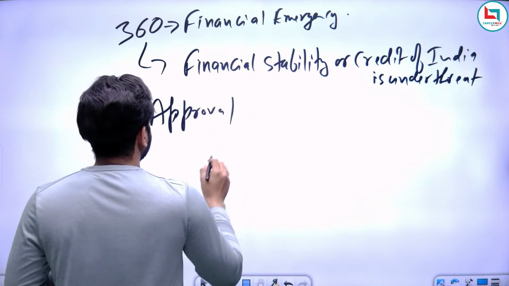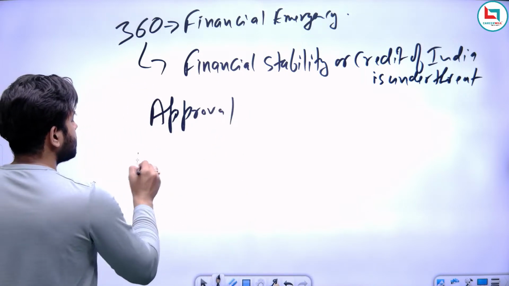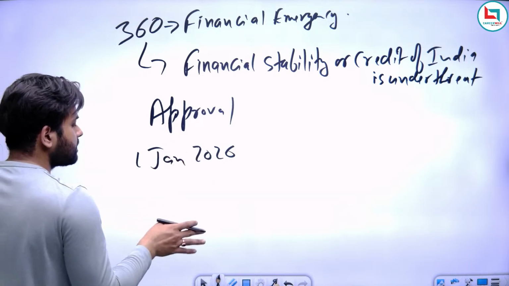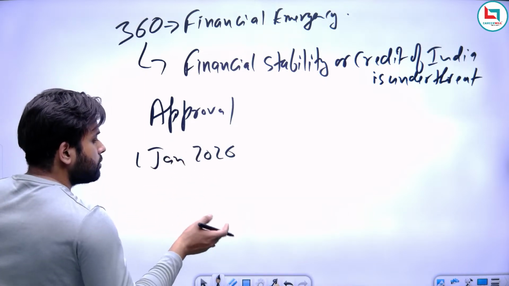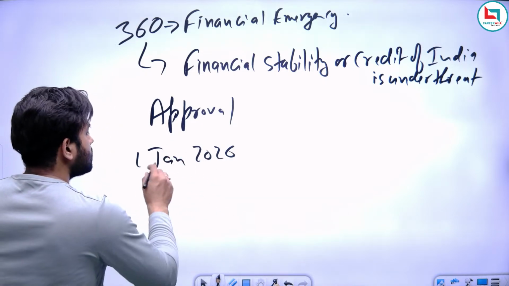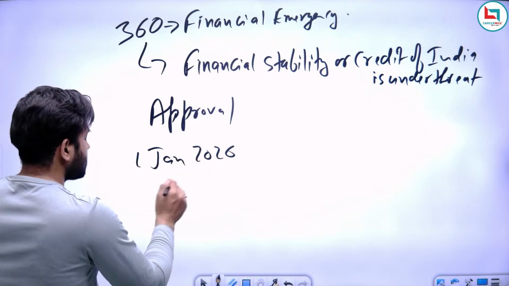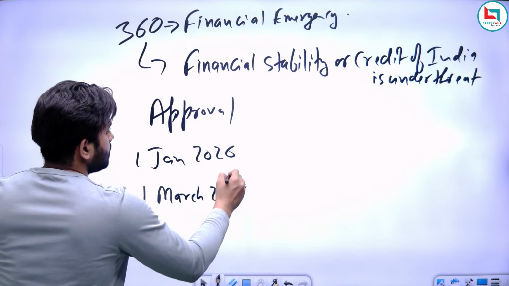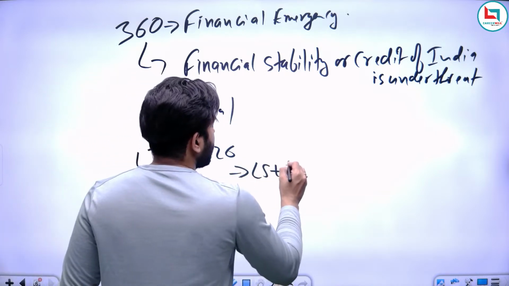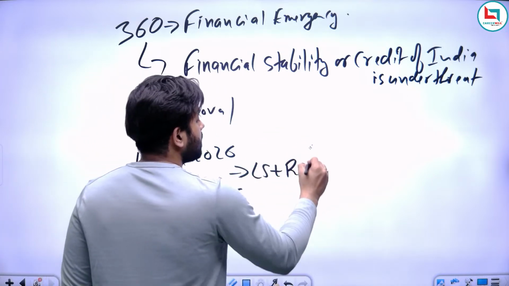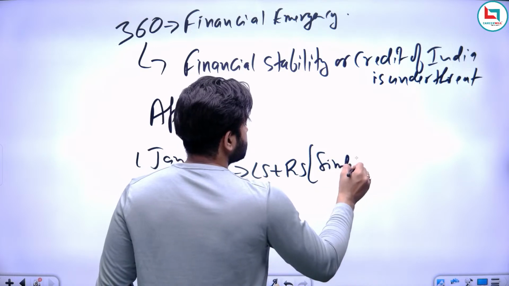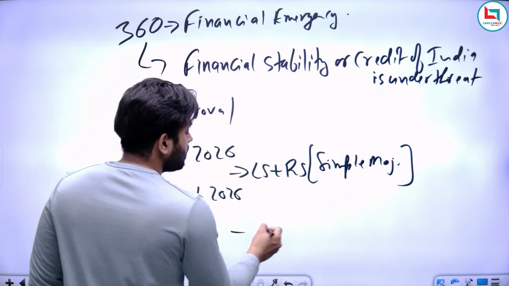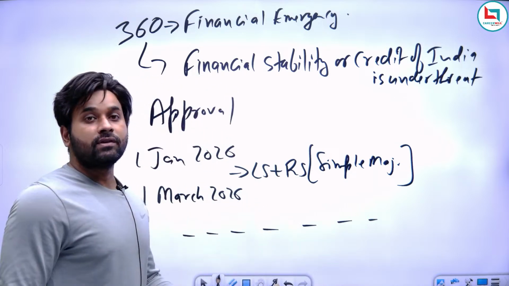Now listen. What will be the procedure? Suppose we assume a particular date, 1st of Jan 2026. The government communicated to the president that you impose financial emergency in India. So suppose on this day financial emergency is imposed. Then within 2 months, the financial emergency must be approved by both the Houses of Parliament, and only when both the Houses of Parliament approve financial emergency by simple majority, then the financial emergency will continue for how many? For indefinite period.